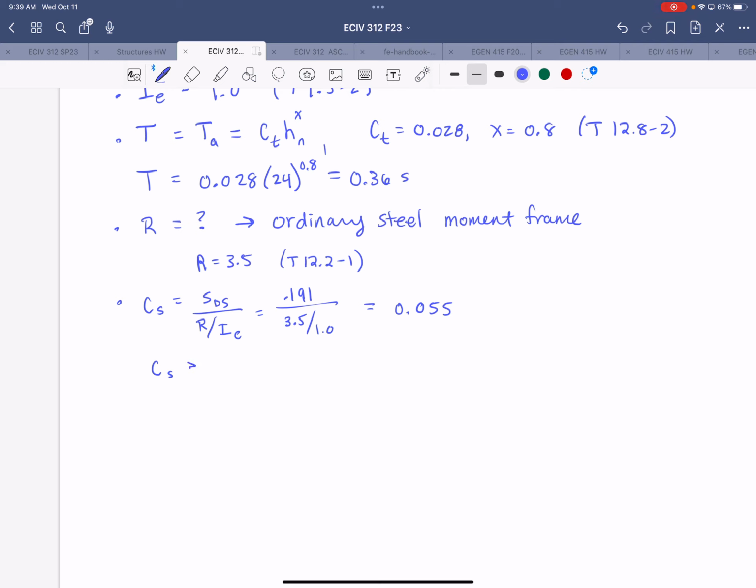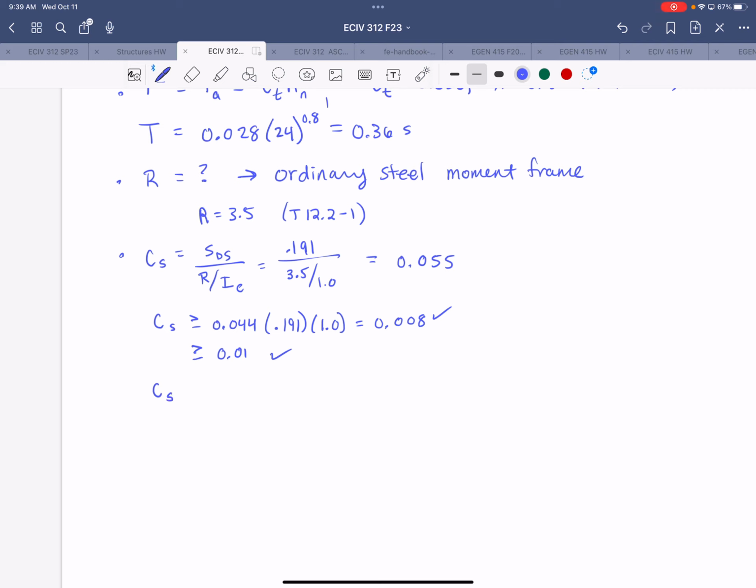So CS has to be greater than or equal to 0.044 times SDS, which is 0.191, and IE, which is 1. So that's going to be 0.008. So we meet that criteria. We also have to meet, right, a minimum of 1% of the weight of the building, and that is also met.